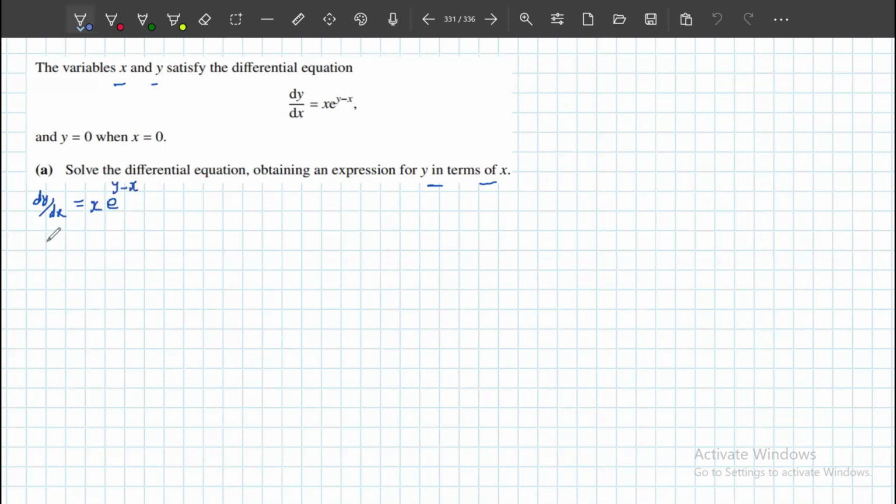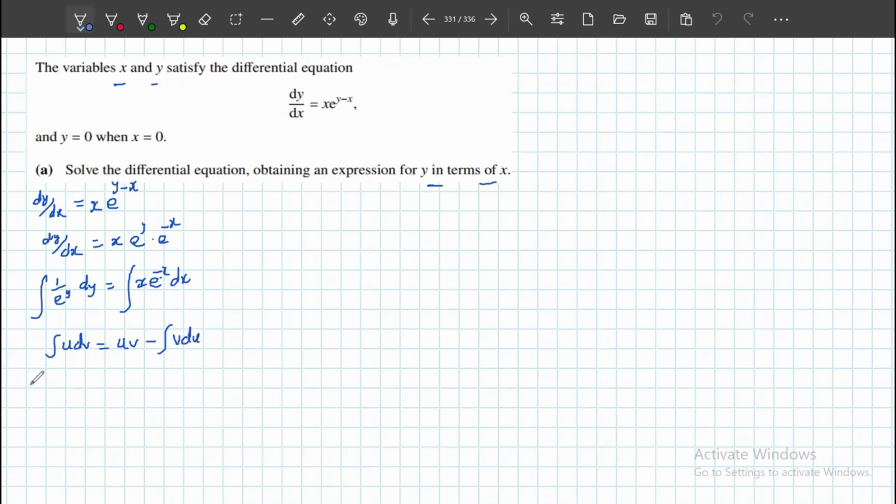The first step is to separate this differential equation, and we can write e power y times e power minus x. We can take e power y to the left side, so it becomes in divided form. So 1 over e power y dy is equal to x e power minus x dx, and then we can apply integration as well. But remember, on the right hand side there are two functions, so we can apply integration by parts. This formula will work for us: integration u dv is equal to uv minus integration v du.